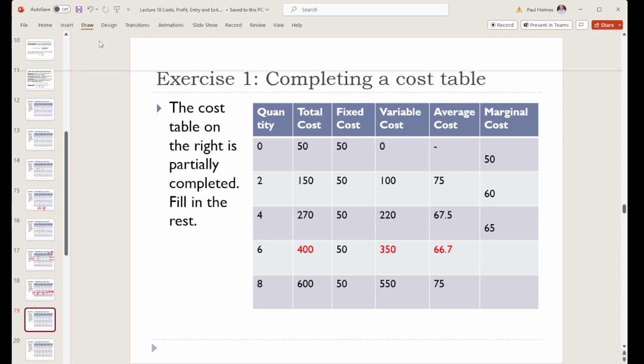Lastly, we've got our marginal cost for the transition between 6 and 8 units. Our quantity changes by 2. Our total cost changes by 200. So our marginal cost must be 100 for each of those two items on average. And so that is our entire table filled out.